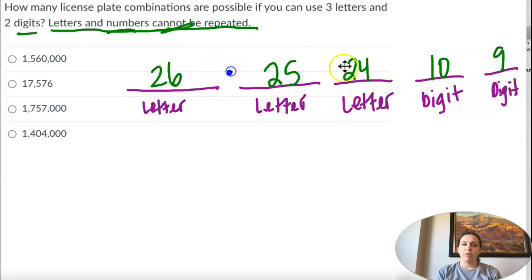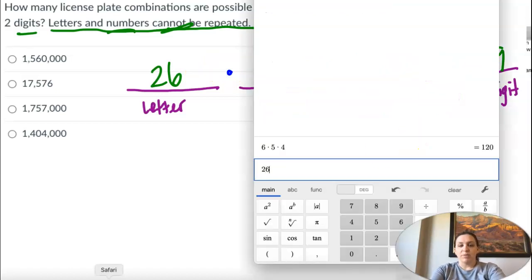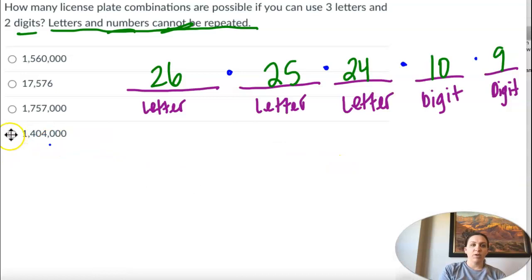Okay, remember, counting principle just means multiply. So now we have all of our options there. We're gonna times them out. 26 times 25 times 24 times 10 times 9. 1,404,000 different combinations with those letters and numbers.